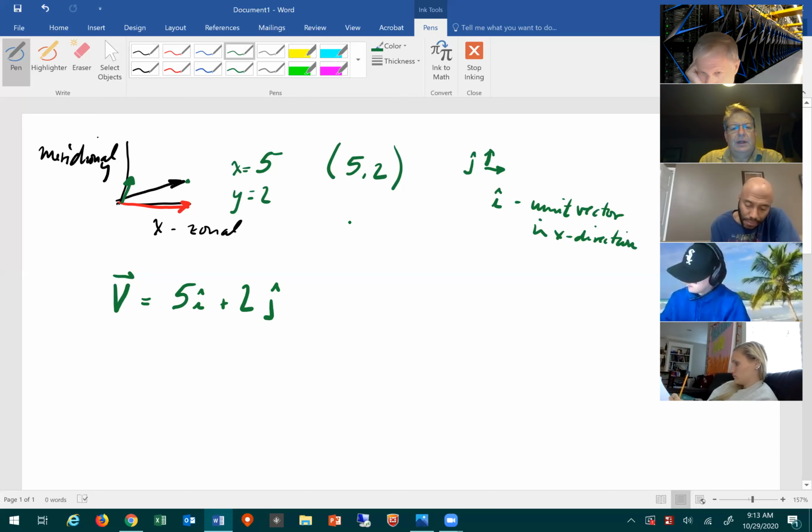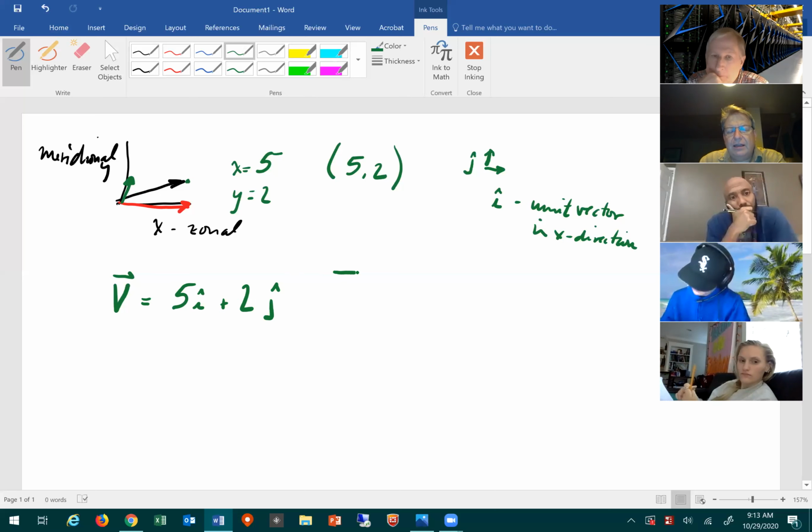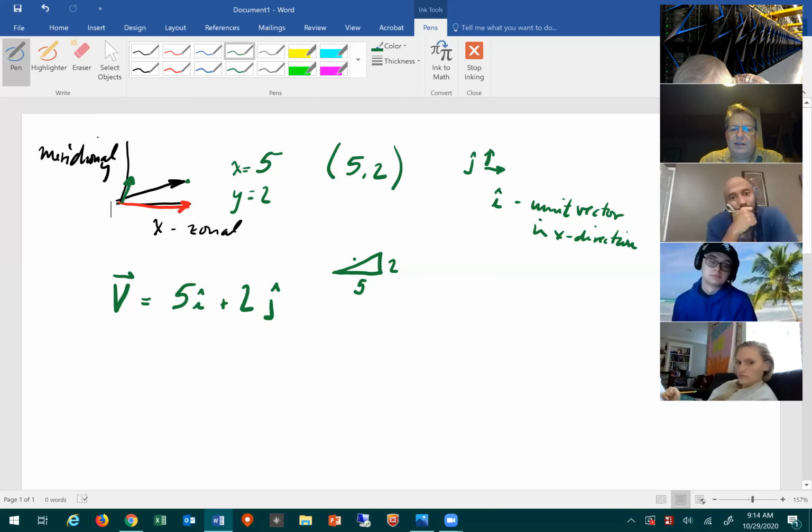Now, do you agree that this vector and these green and red arrows are actually making a right triangle? Okay, and this length is 5, this length is 2. What is the length of the vector? What is the magnitude of the vector? Square root of 29.